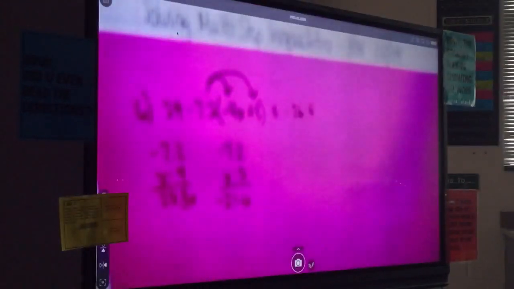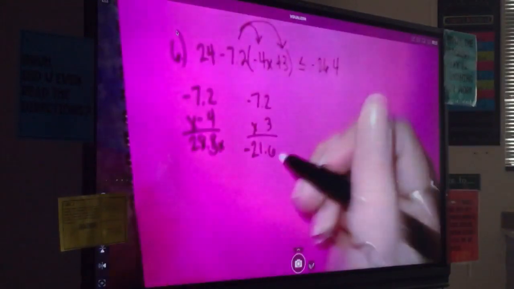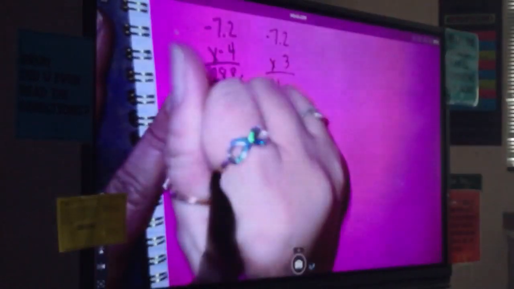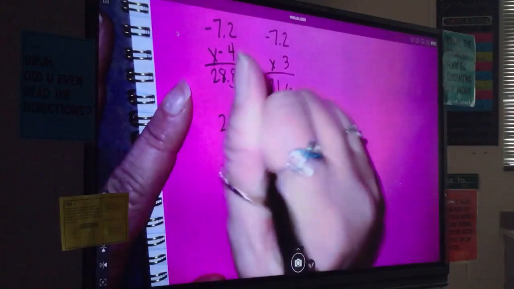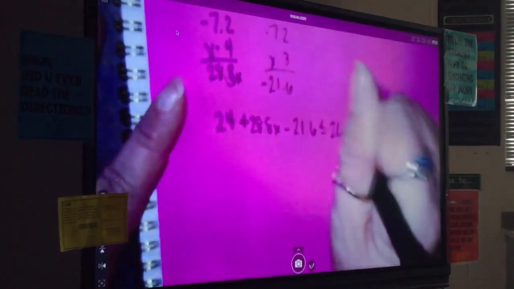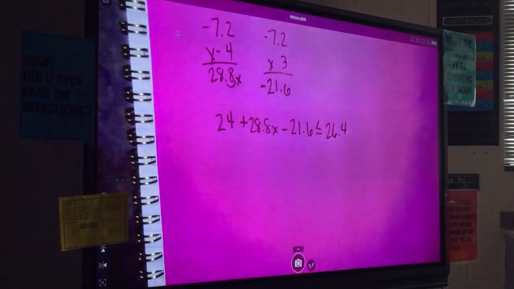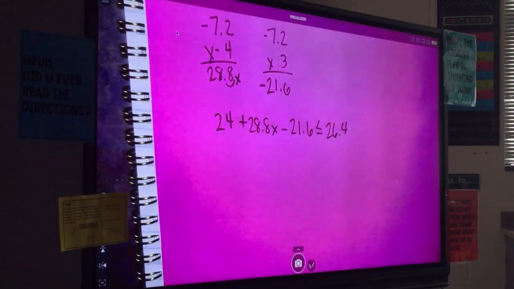Does everybody understand why that is negative? Does anybody not understand? All right, so I'm going to bring everything down with this one. So I have 24 plus 28 and 8/10 x minus 21 and 6/10 is less than or equal to 26 and 4/10. So I've done my distribution, sorry. Now what do I do?